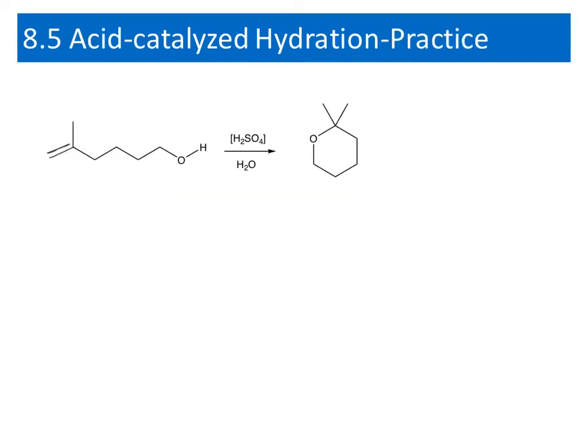Let's look at another example here. So this is an example of intramolecular reaction where the reaction is happening within a single molecule and we form a ring. So as I mentioned before, sometimes instead of hydronium ion we can write sulfuric acid and water, but it's the same concept. Now let's start drawing the mechanism for this reaction.